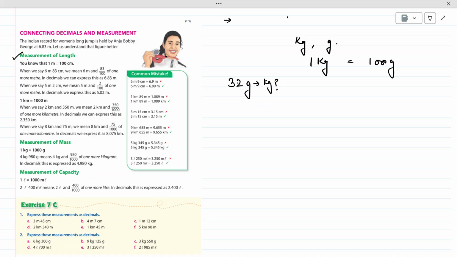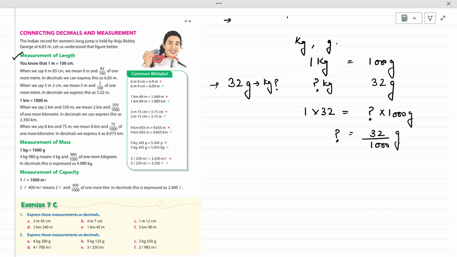So if I say, kids, that you have to convert 32 grams to kilograms, how are we going to do it? Let's do this question. We know that 1 kg is equal to 1000 grams, and we have to find how many kgs 32 grams will be equivalent to. Simple cross multiply. 1 into 32 will be equivalent to question mark, which we have to find out in kgs, into 1000 grams. And the value of this question mark will be 32 divided by 1000 in fractions.